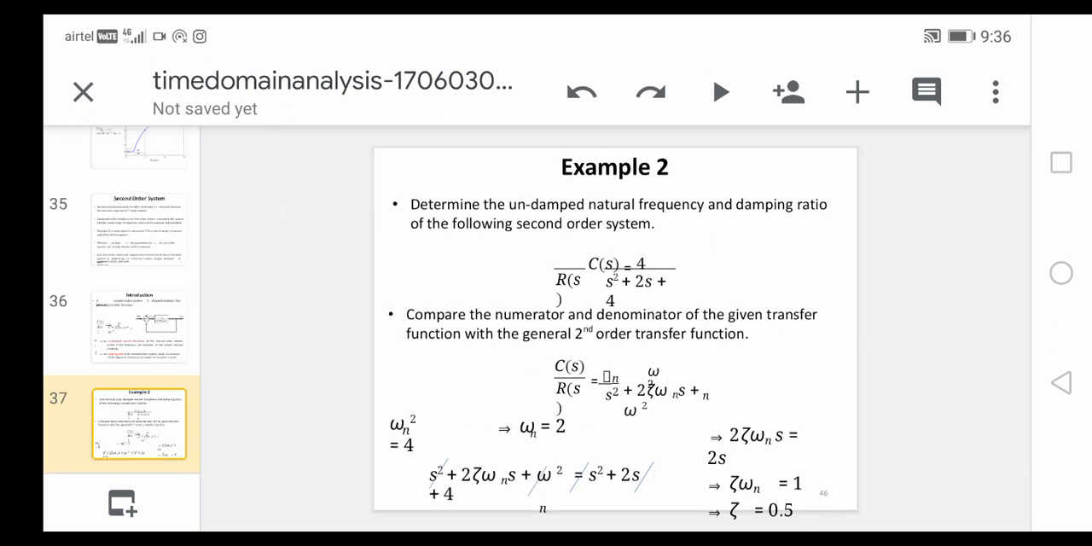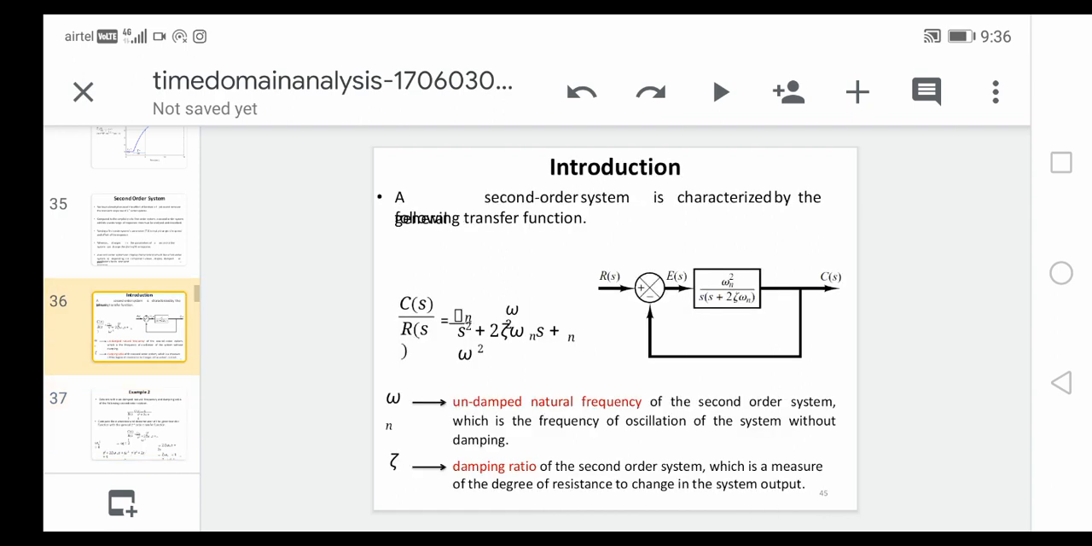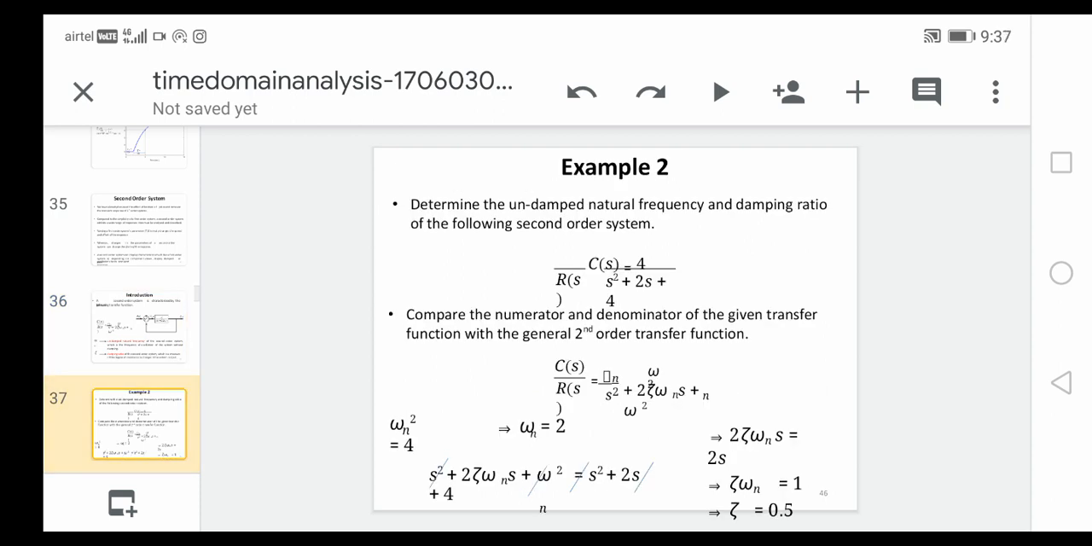Here the basic form of the transfer function is omega n square by s square plus 2 zeta omega n s plus omega n square. That we call the basic standard second order transfer function. From this I am writing 4 divided by s square plus 2s plus 4. What is the omega n square?